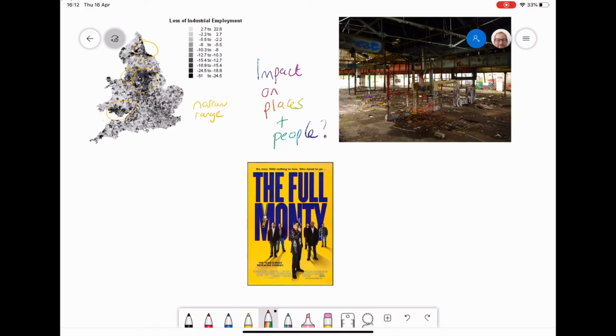I've talked about The Full Monty, and that's a really good example of this. It's set in Sheffield, and these were steel workers. And despite the loss of these jobs, they couldn't find any other jobs because the skills were not transferable. So even when we look at the impact on places, some people are affected more than others.